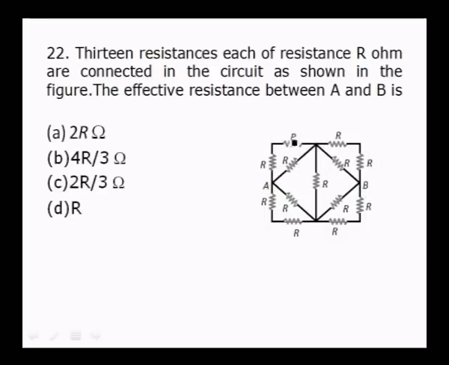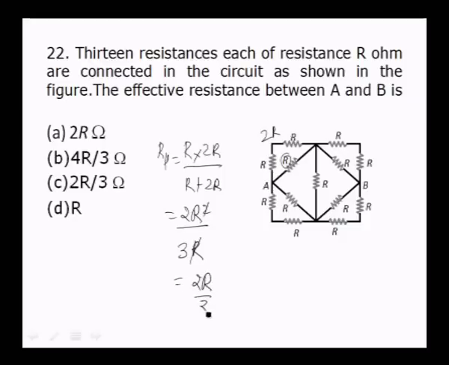See, these two are in series. The effective resistance is 2R. This 2R is in parallel with the R. Calculate the value of the resistance. That is Rp is equal to R into 2R divided by R plus 2R. This becomes 2R square divided by 3R. R gets cancelled. This is equal to 2R divided by 3.